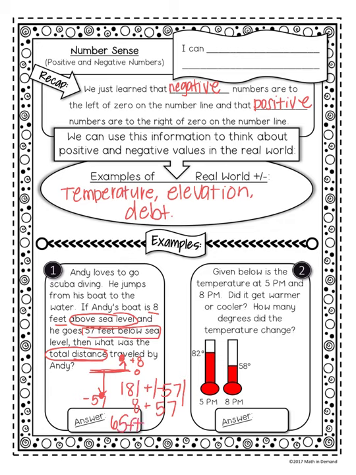Let's try another one. Given the below temperatures at 5 p.m. and 8 p.m., did it get warmer or cooler? It says at 5 p.m. it was 82 degrees, and at 8 p.m. it was 58 degrees. That is quite a dip. How many degrees did the temperature change?